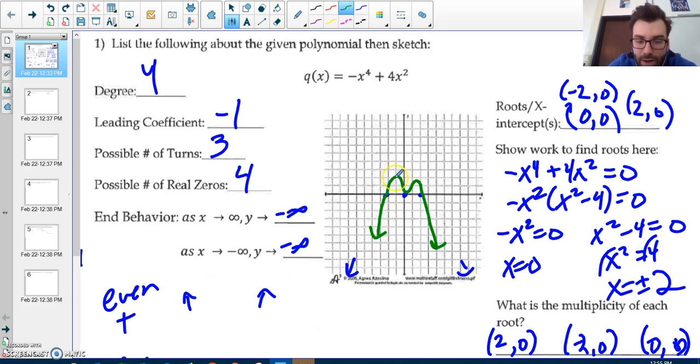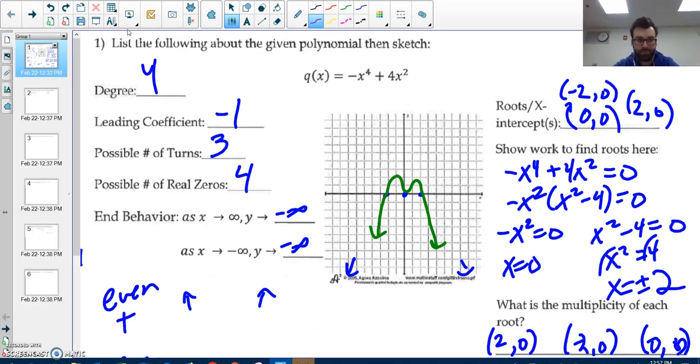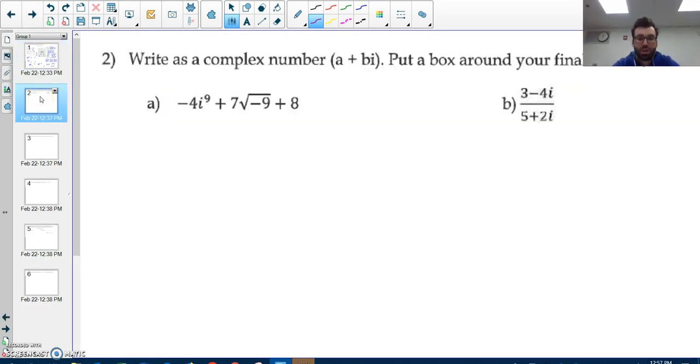Now, it doesn't matter how high this comes up. I could have sent this up really high, bounced it off, and come up really high like that. All that matters is that you're jogging through or running right through, and bouncing off the zero and running through that root as well. All right. Let's go on to number 2.